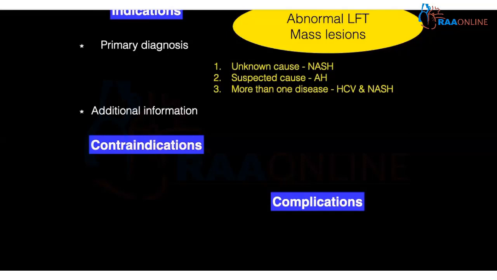So for primary diagnosis, they may be doing the biopsy, or for suspected causes. They might have done serology, the liver kidney microsome antibody may be positive, so they are suspecting autoimmune hepatitis. So they are doing the biopsy. And the last one, they may already have a serological diagnosis, but the patient may not be responding to the treatment. So they may think there may be some other disease, more than one disease. For example, HCV and non-alcoholic steatohepatitis. So it may be for primary diagnosis or for additional information.